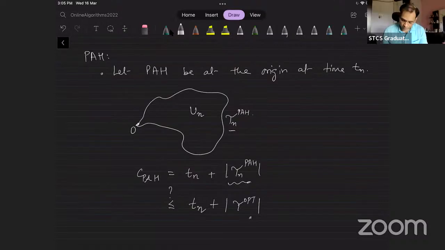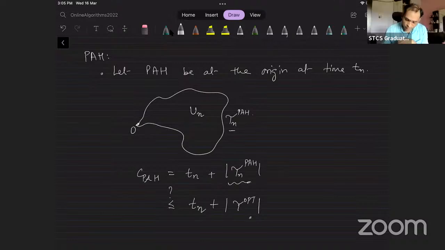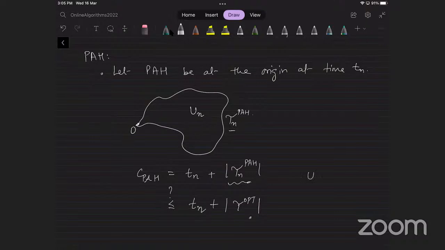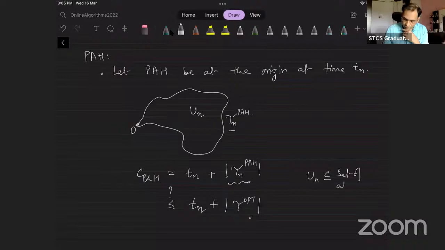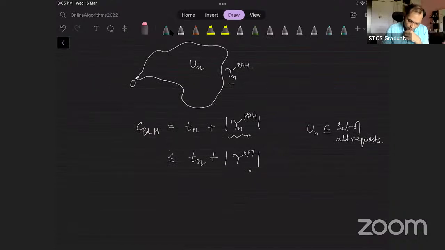Mala, I'll come to you. Agni, do you follow this? I want a precise argument, less than 5 words. Yes, like why OPT is over a bigger set. Exactly. That's enough. Now I got what I wanted. So UN is a subset of the set of all requests. That's all. So I can remove the question mark.